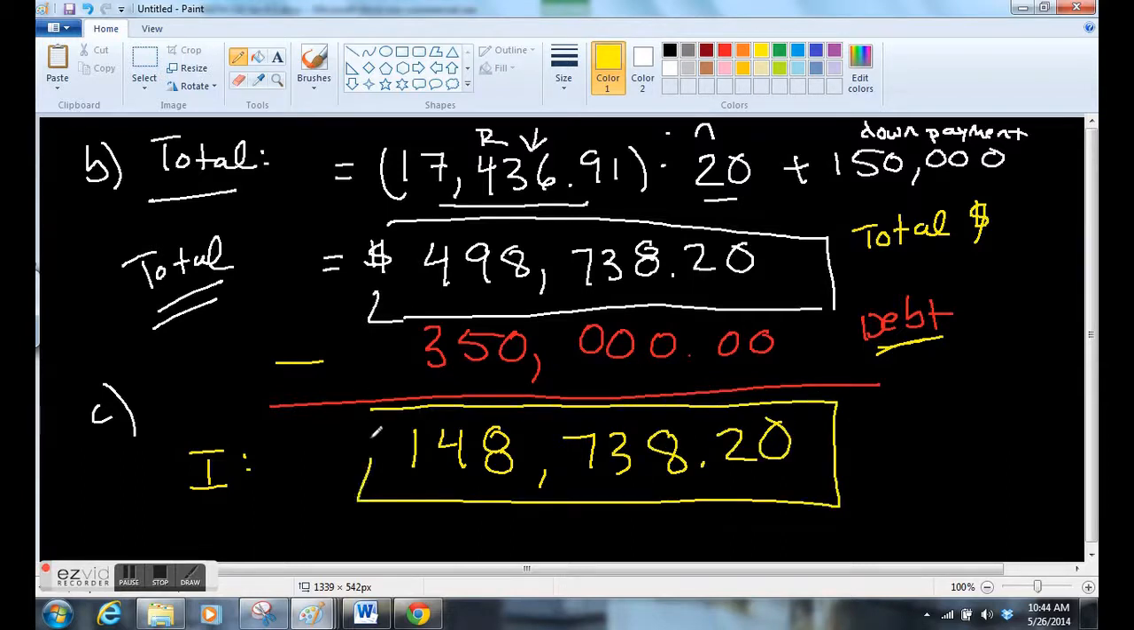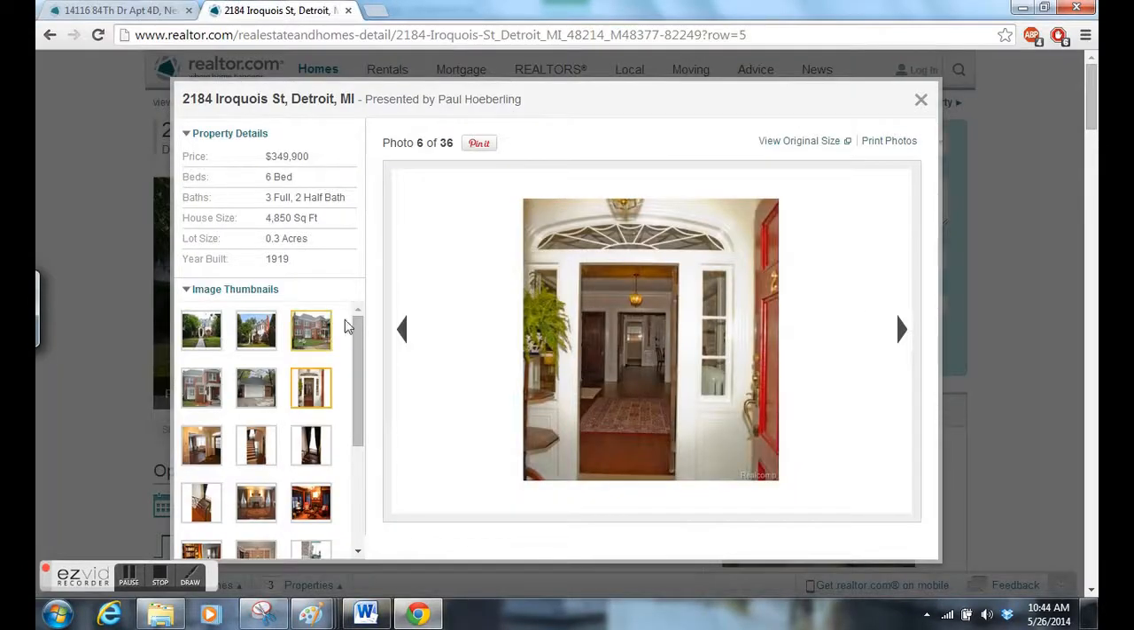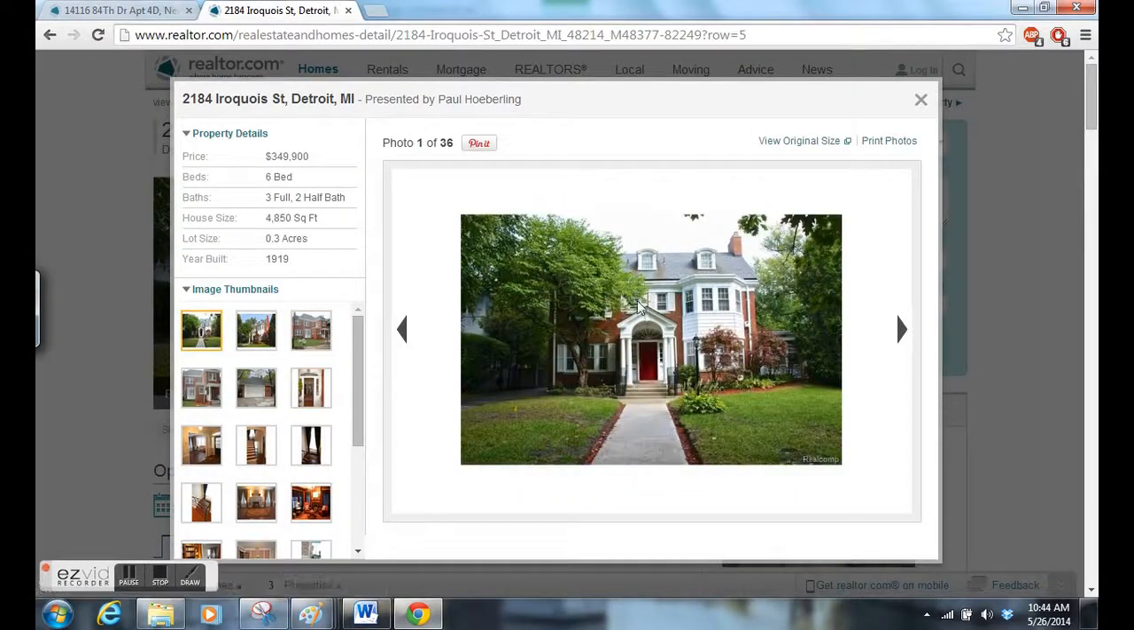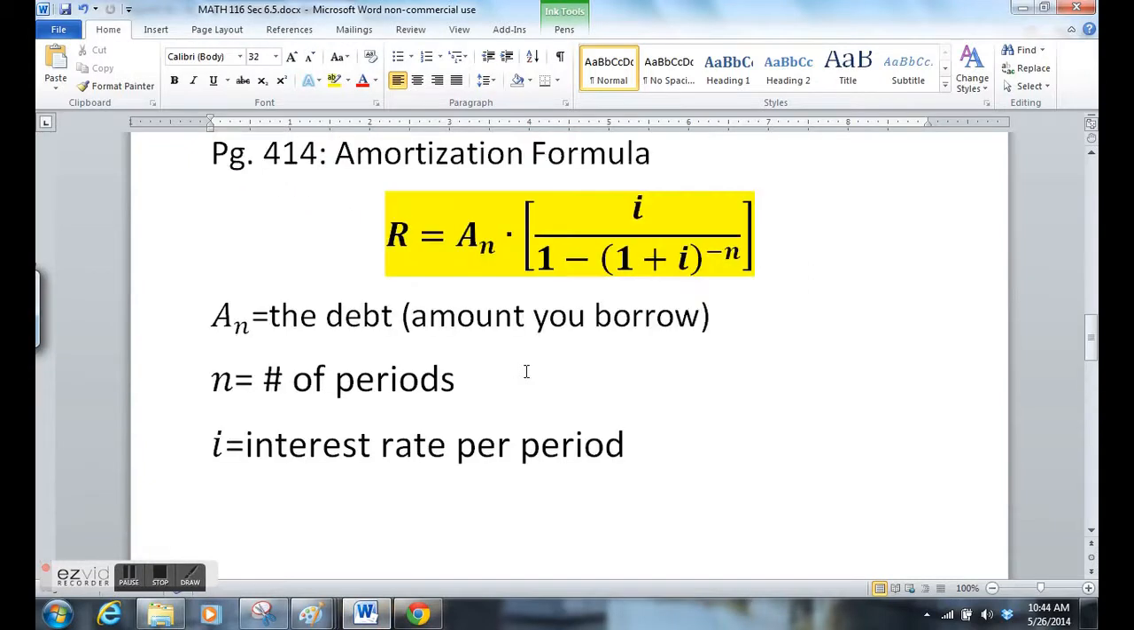But if at the end of 10 years he can either sell this nice little apartment on 84th or this lovely house in Detroit for $500,000, I guess he made his money back. So that's how you do some of these problems, and this amortization formula is the one you're going to want to write down and use over and over for these problems.